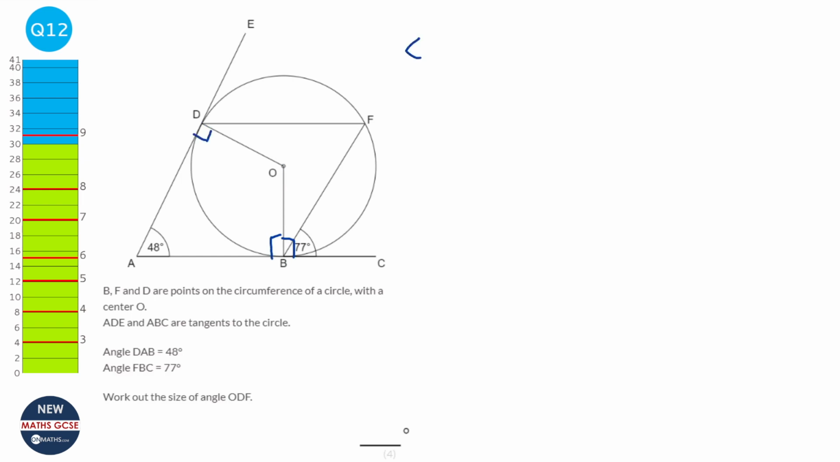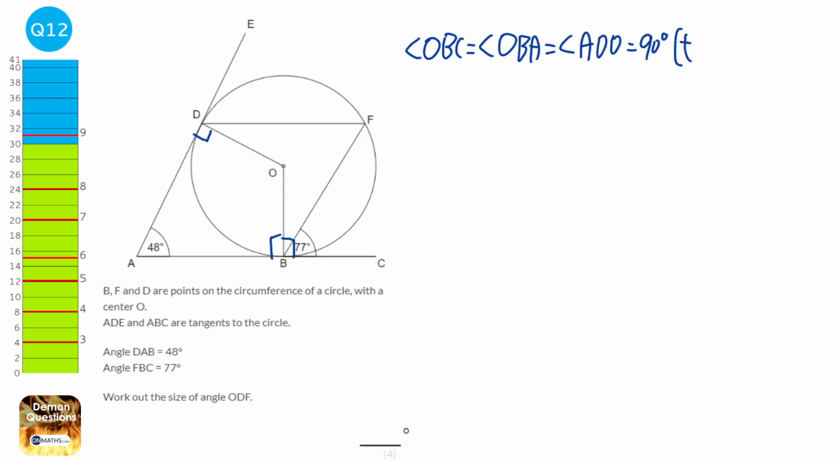And then we're going to say angle OBC equals angle OBA equals angle ADO equals 90 degrees. And we have to show the reasons. Most of the marks in this question will be for the reason. So it's going to be tangent radius equals 90 degrees. And try and write out the full reasons. I'm going to just keep it a little bit contained, just so I can fit this answer all on the same slide.